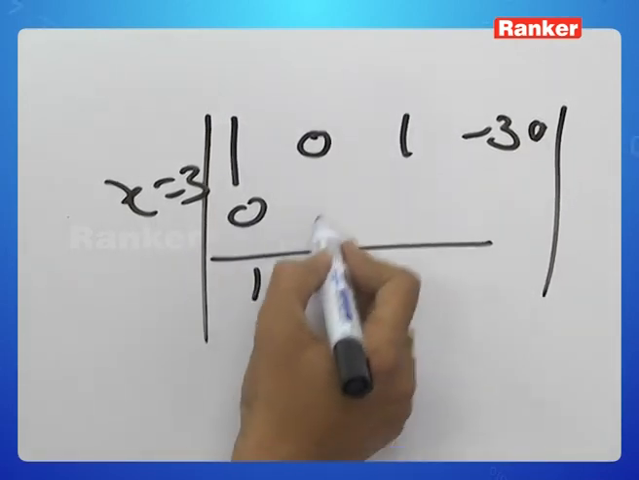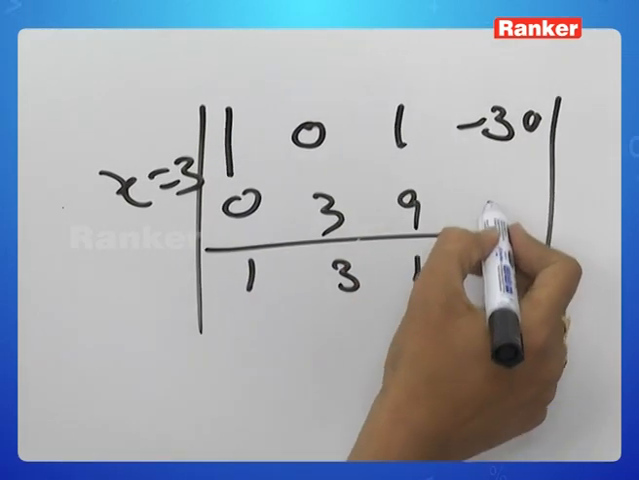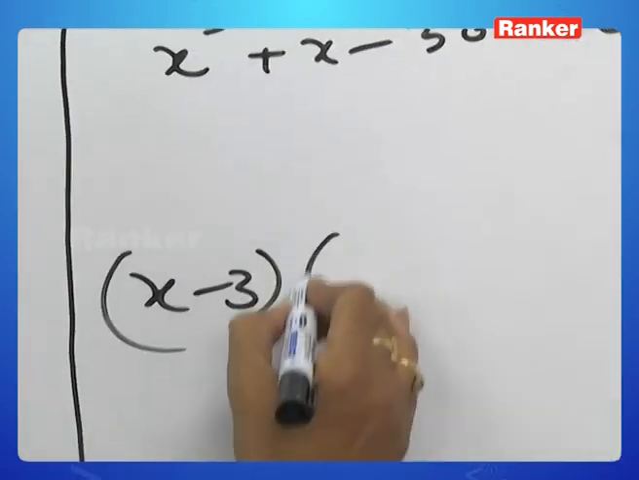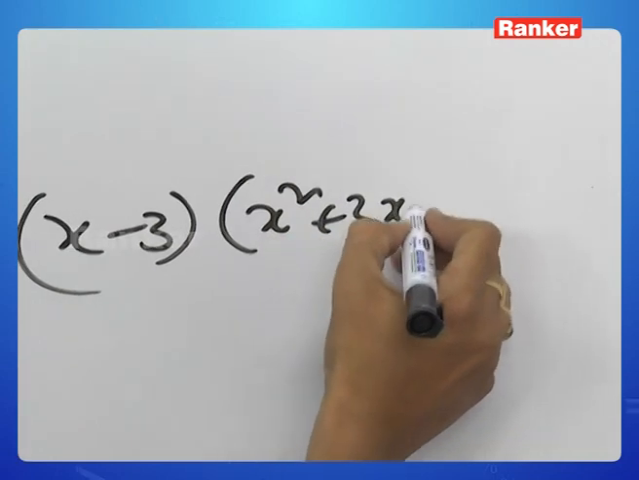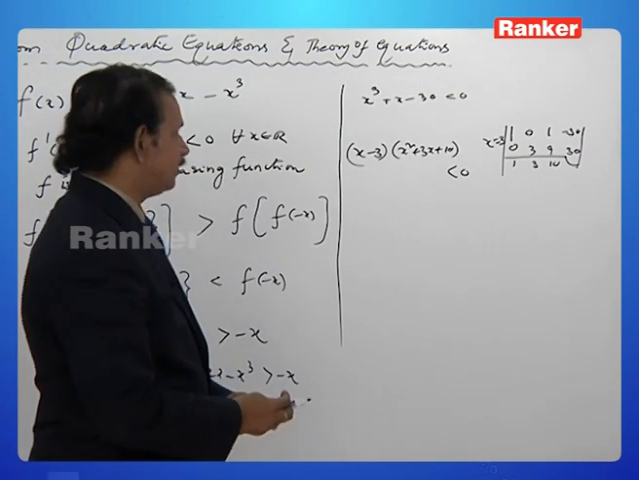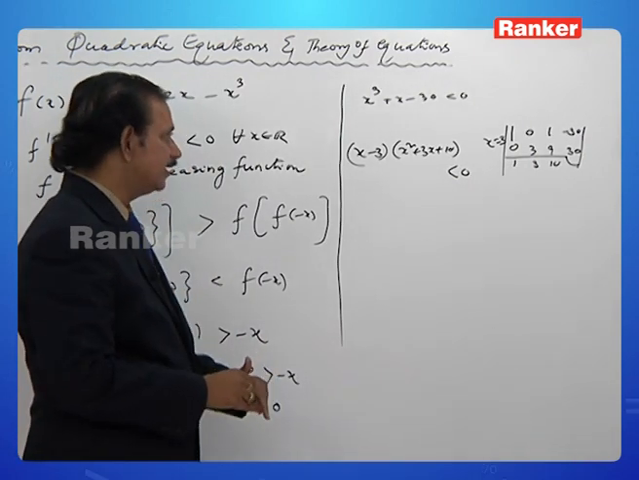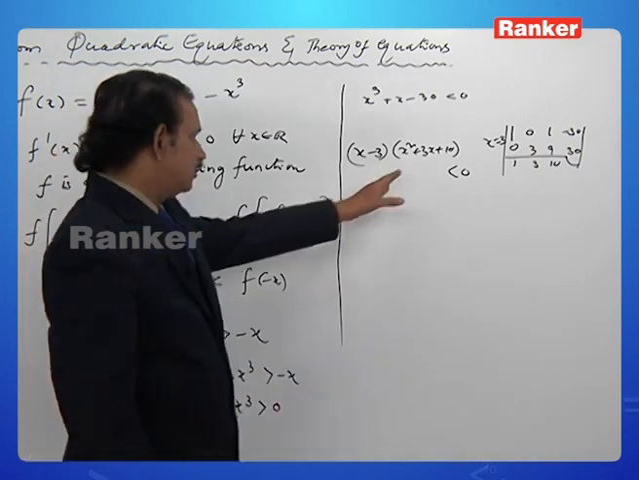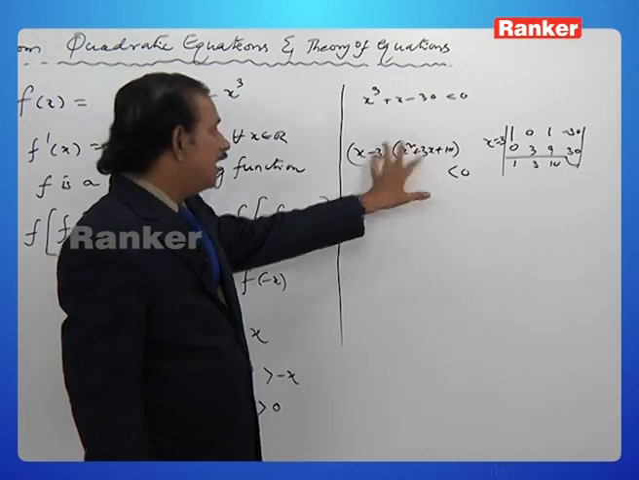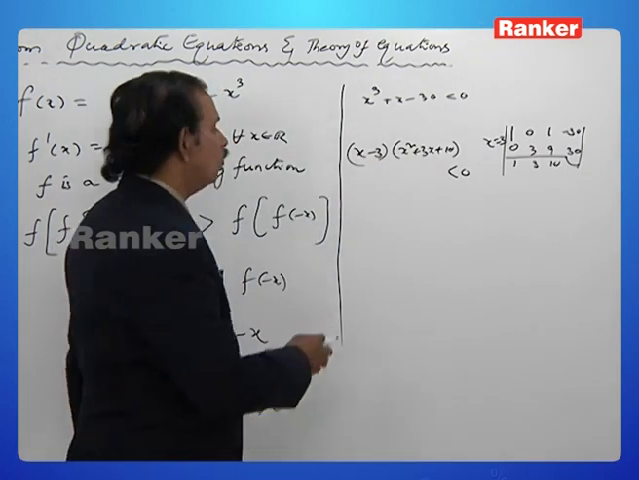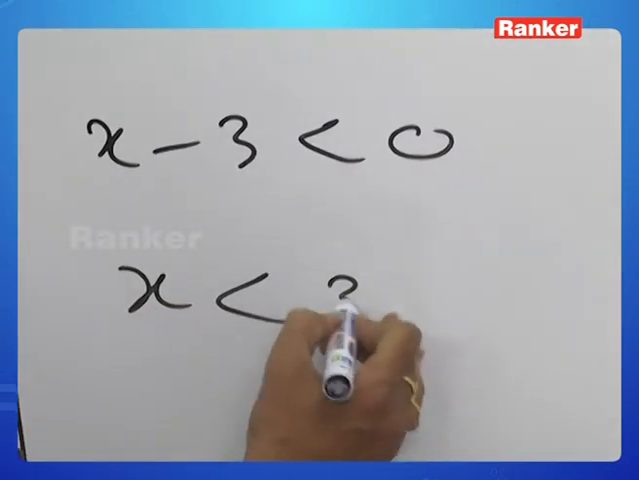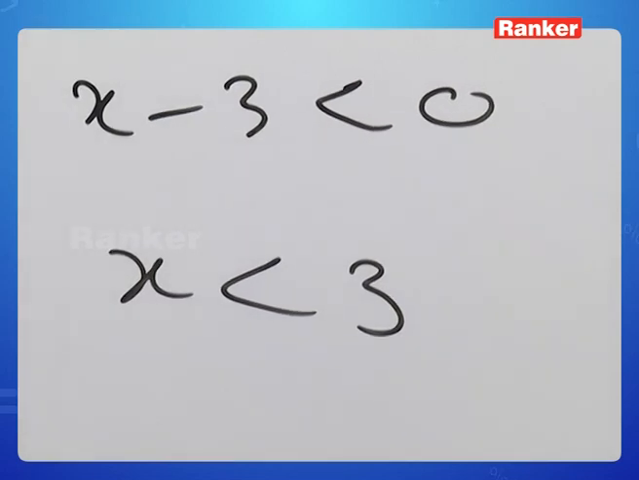3, 1, 3, 3, 9, 10, 30, 0. So from this, x minus 3 into x square plus 3x plus 10 less than 0. But you see, x square plus 3x plus 10, you observe the quadratic. The discriminant is less than 0 for that. Discriminant is less than 0 means this is strictly positive always. And to make this entire thing less than 0, what should we have? x minus 3 less than 0. That is x less than 3. x must be less than 3.